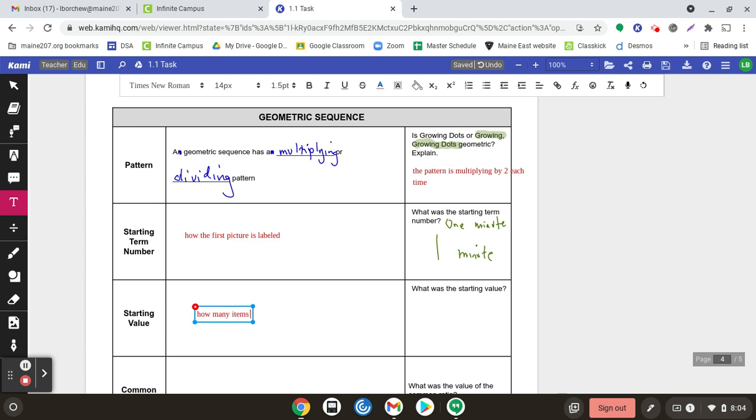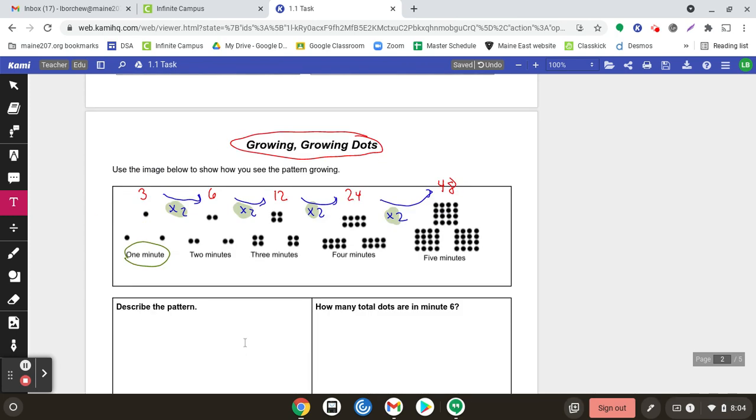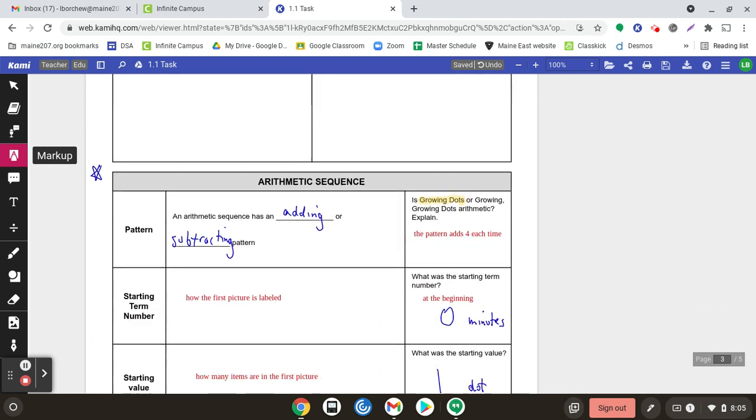How many items are in the first picture? So go back to page 2, growing dots. How many items were in the first picture? It looks like we said that there were 3.